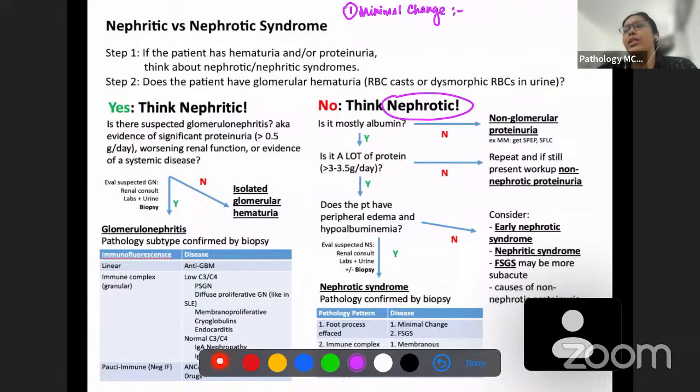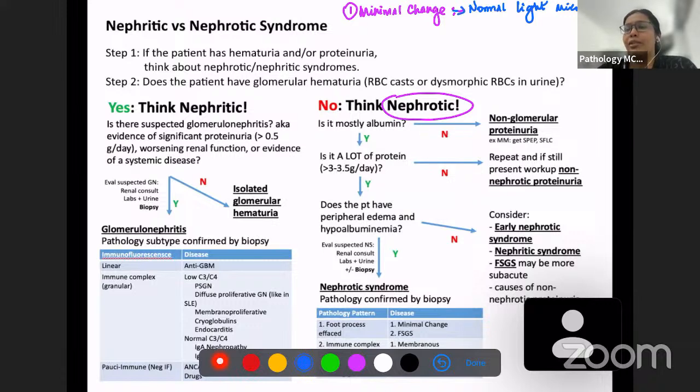Okay, minimal change disease is going to be one case where you will have normal light microscopic findings. Normal light microscopy. So you know it is nephrotic with normal light microscopy. Nephrotic with normal light microscopy in a child, always think of minimal change disease.